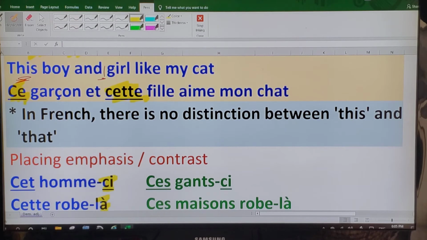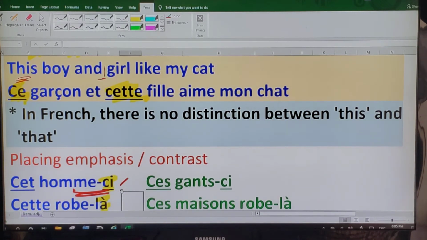So if I am adding -ci, it means this. Basically ci means here, right? But when I add it at the end of the noun, if I say "cet homme-ci", this means what? This man. It can also mean that man if I just say "cet homme". But if I add the -ci at the end, it means this man. Like it means only this man. It doesn't mean that man.